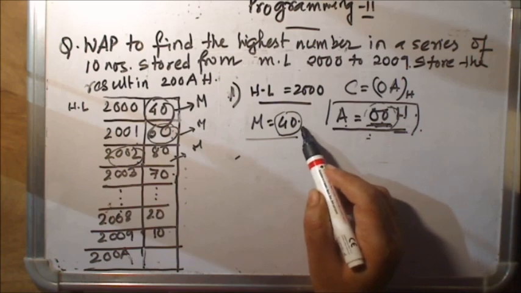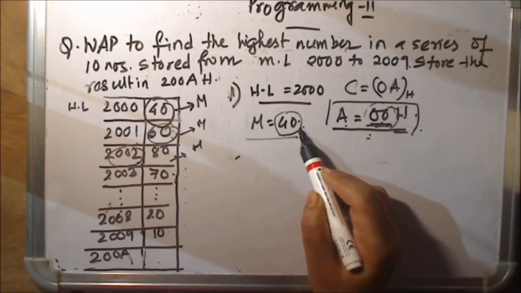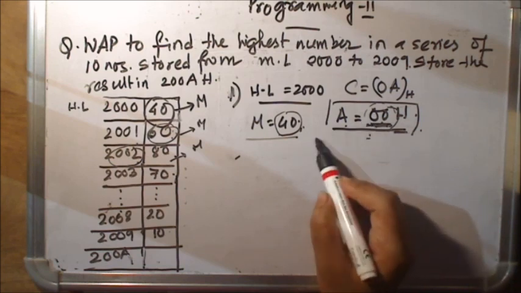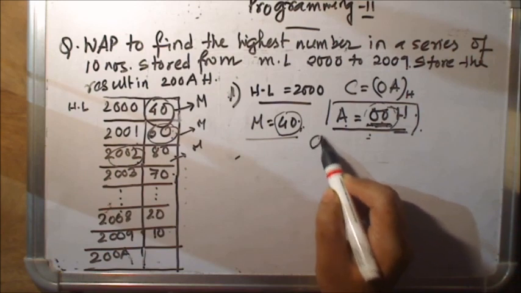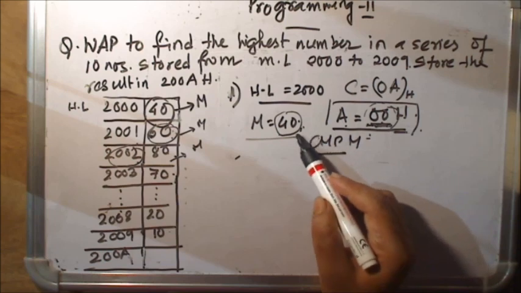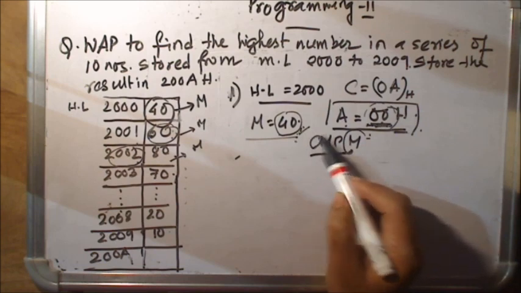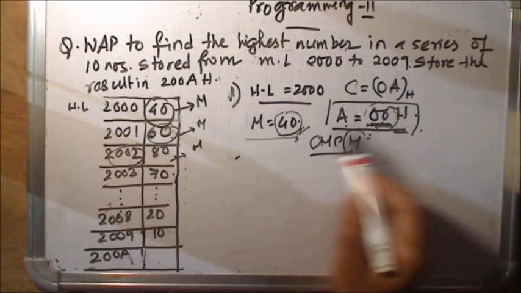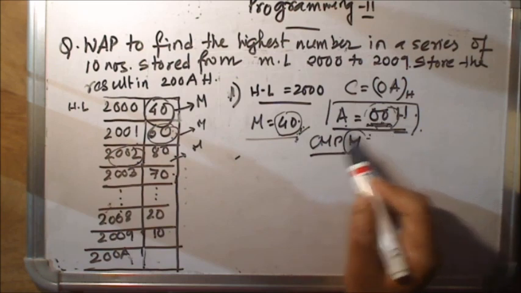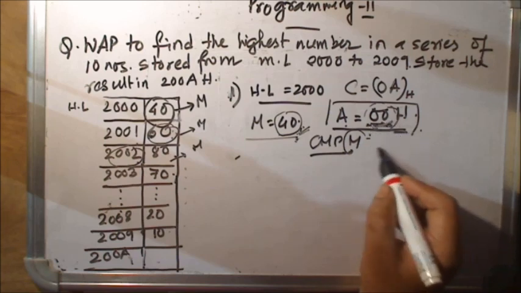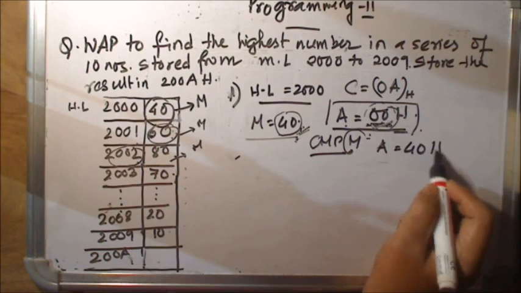So first, we will compare the number stored in the HL pair with the number stored in A. How? Compare M. By using compare M, we will compare A with M. If the number in M is higher, we will copy that number into A. So is 40 greater than 00H? Of course. So we will copy this 40 into register A. So A will now be 40H, right?